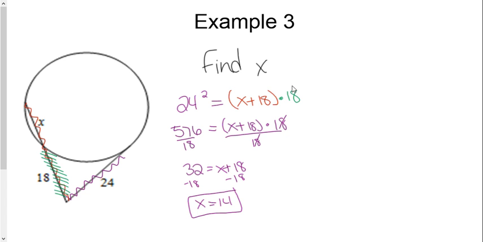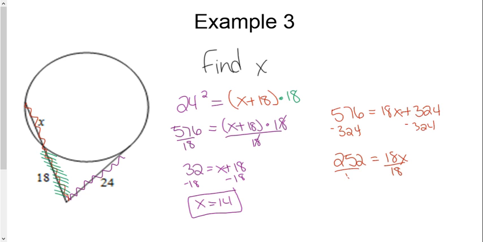Now if you would have wanted to, you could have distributed this through and you would have had 576 is equal to 18x plus 324. Subtract 324 from both sides, and you get 252 is equal to 18x, and hopefully we did everything right. If we divide by 18, we should get 14, and we do. So x equals 14.